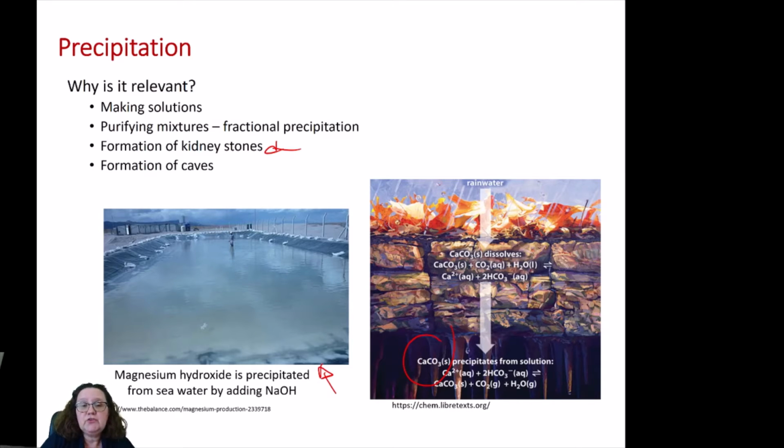Or you have here, for example, how we can use the common ion effect to precipitate a particular compound of interest. For example, you can precipitate magnesium hydroxide from seawater by adding sodium hydroxide, decreasing the solubility of magnesium hydroxide in the seawater.